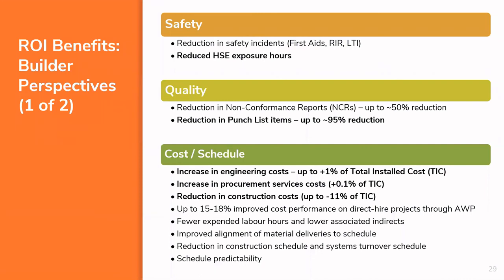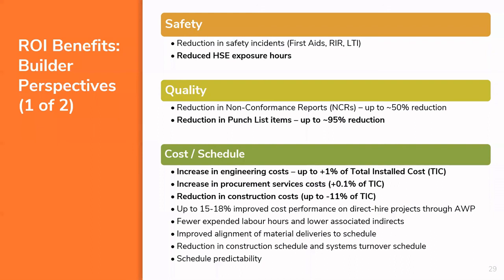Now, something you need to be aware of is that an AWP system will probably show a slight increase in engineering costs and a slight increase in procurement costs. 1% increase in engineering, 0.1% increase in procurement. But that's offset by an 11% reduction in construction costs. So most of the money is going to construction, and for very small increases in engineering and procurement, we see very big construction cost savings.